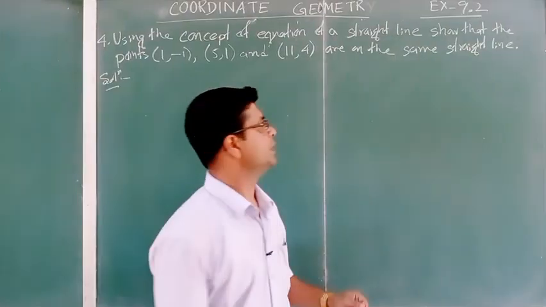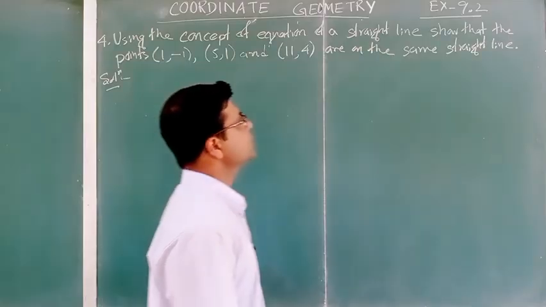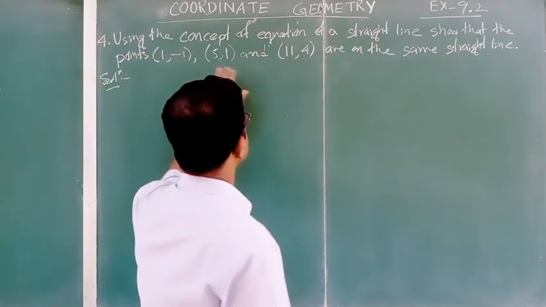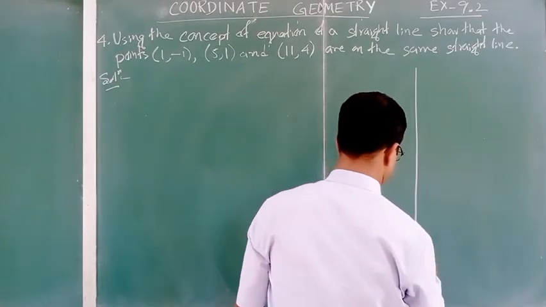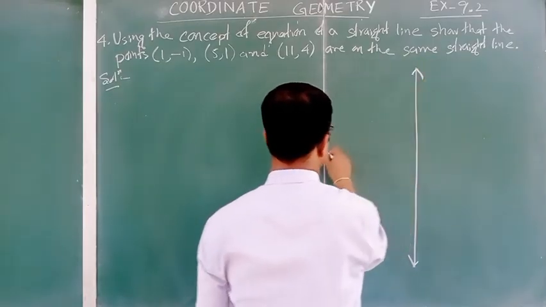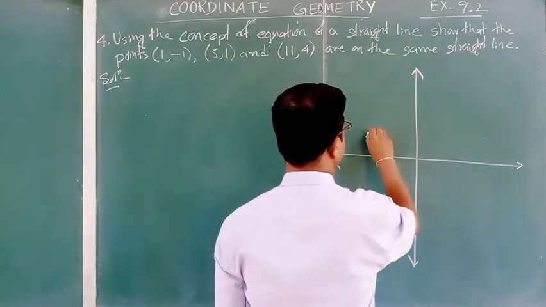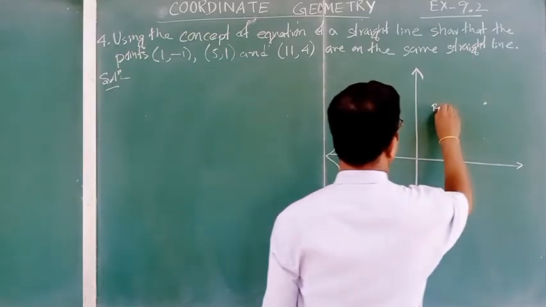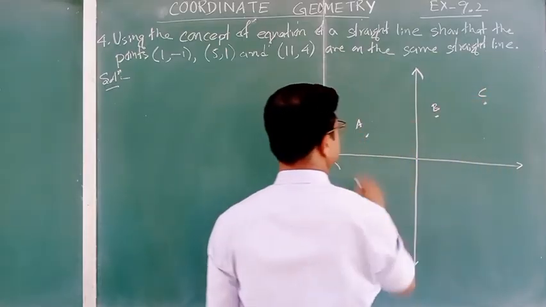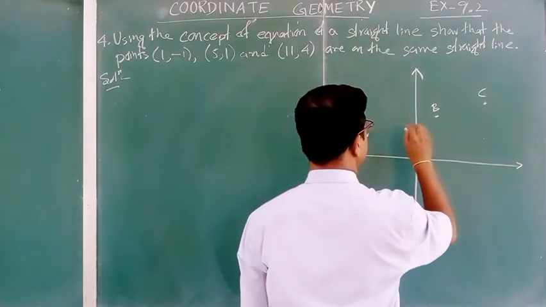Okay, yes students, now we are in question number 4. Let us read the question. Using the concept of equation of a straight line, show that the given points are in the same straight line. Here at first let us try to understand the question, then only we will be able to solve. Let us consider 3 points, say this is point A, point B and point C. These 3 points will be in the straight line. We have to prove this.